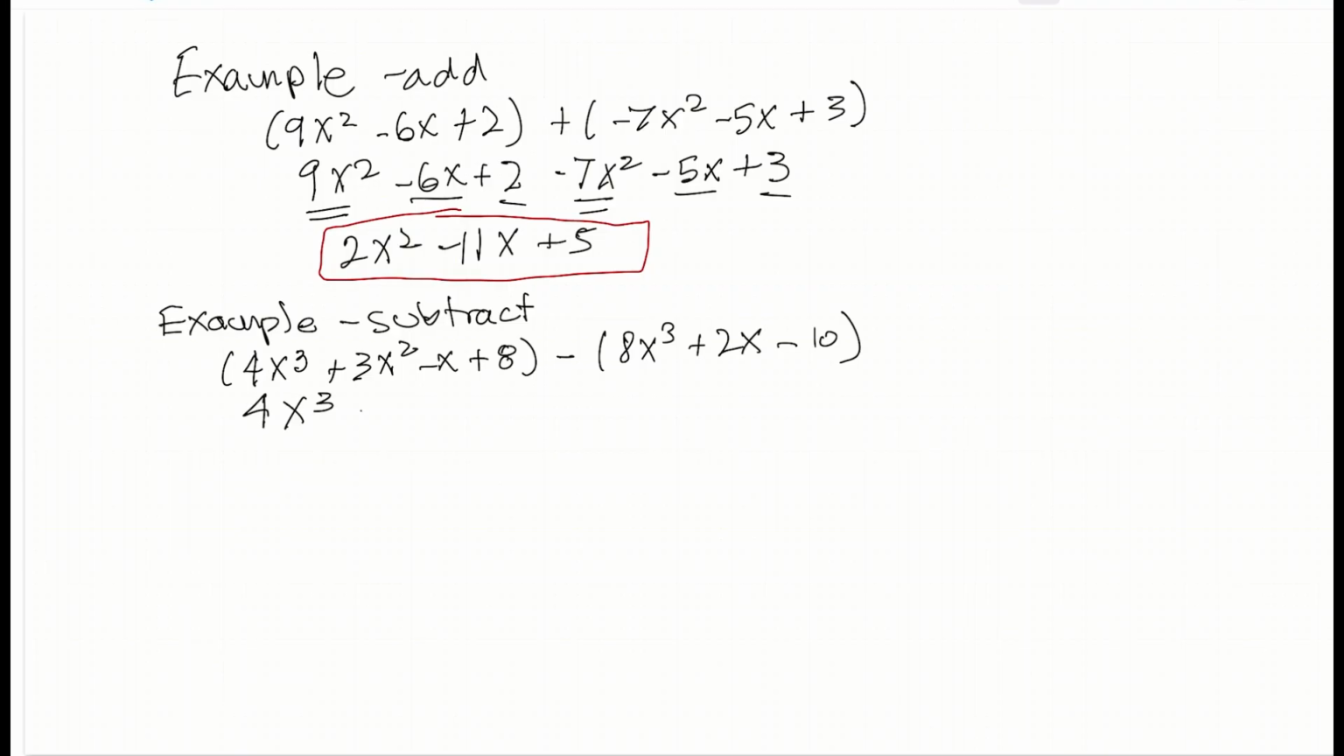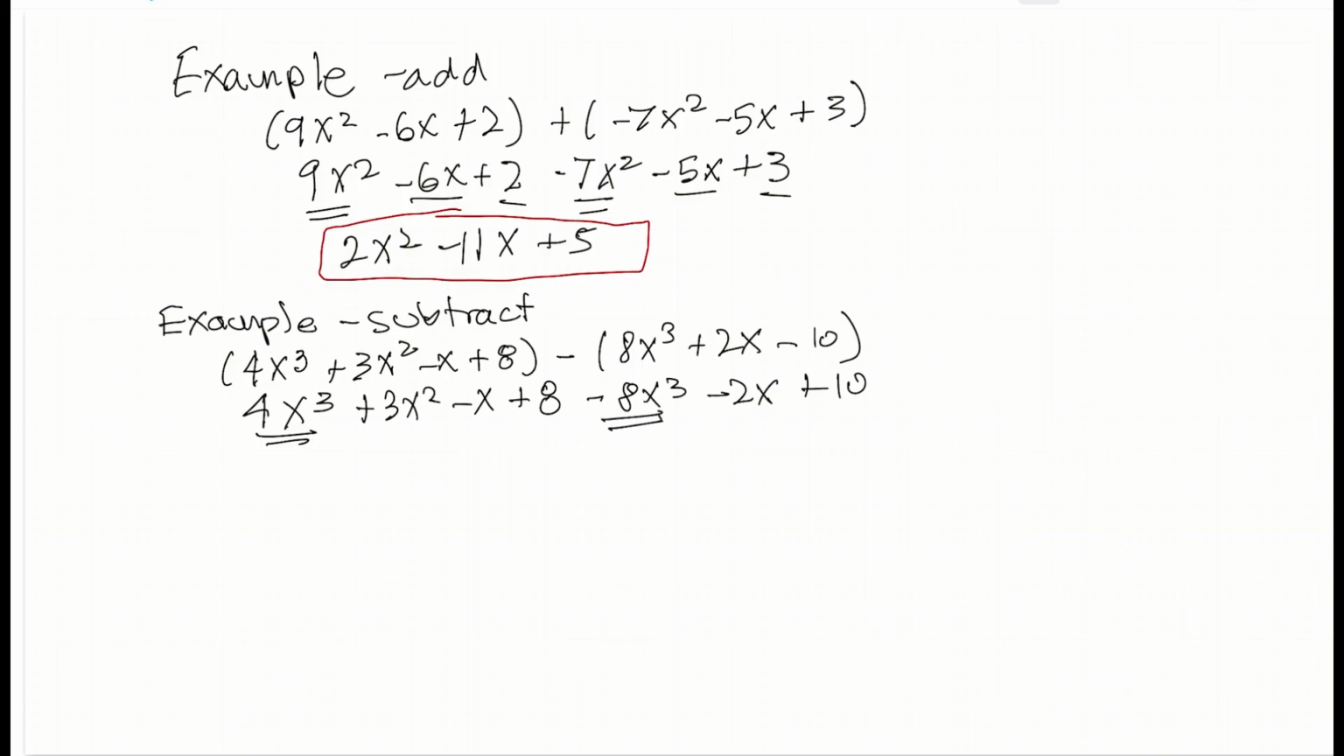So it's 4x cubed plus 3x squared minus x plus 8. Now carry the minus sign through on the second polynomial: minus 8x cubed minus 2x, and then minus times a minus 10 is a plus 10. Now let's combine like terms again.